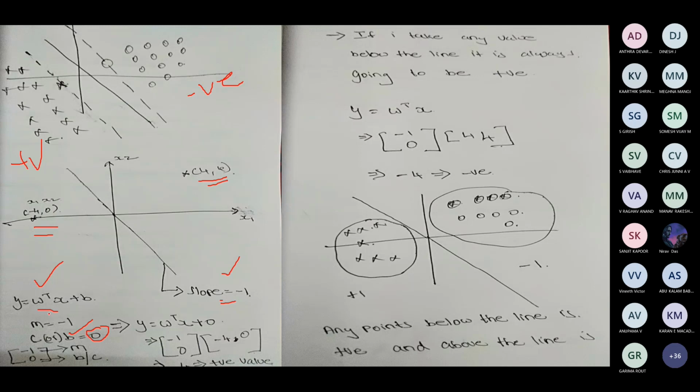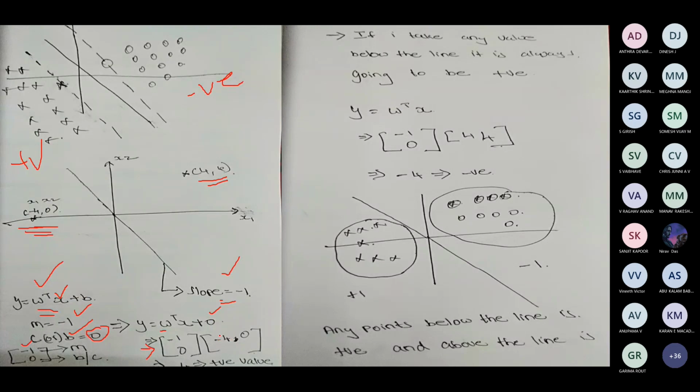Now, why I am putting W transpose of x is because I am multiplying. Can you see x? So M is -1 and b is 0. So -1 and 0. And what is the point? Say, for example, I am plotting this particular point, -4, 0.